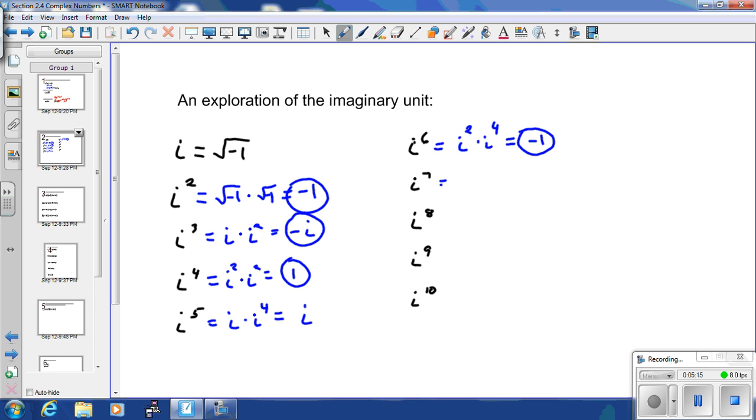i to the seventh power, I can think of this a bunch of different ways. I'm going to call it i to the fourth times i to the third. Okay, that makes i to the seventh. Well, i to the fourth we know is 1. i to the third is negative i, so this once again is negative i.